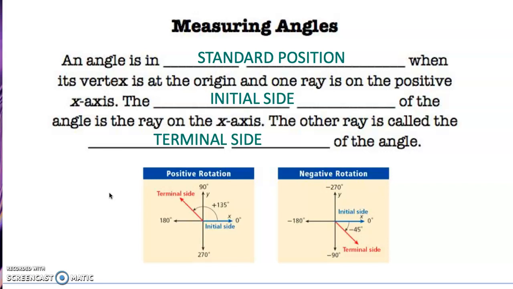So on these two pictures, we show a positive rotation to the left. We see that we have the initial side in blue on the x-axis, and then it rotates around there to the terminal side in red. Same thing for the negative rotation, other than it's in the fourth quadrant.